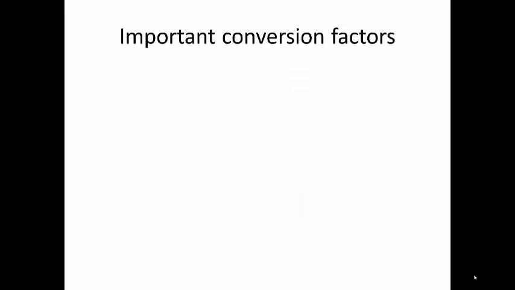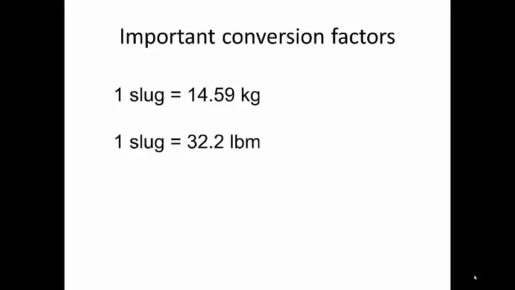There's some important conversion factors that we need to remember. 1 slug is equal to 14.59 kilograms to go from English to metric units. 1 slug is equal to 32.2 pounds mass. A pound mass is another measure of mass in the English system. More often than not, we're going to want to work in slugs, and so we'll use this conversion factor to move from pound mass back to slugs. And 1 meter equals 3.28 feet.